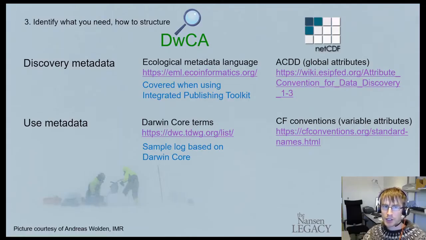And there's the ecological metadata language for discovery metadata. I'd actually recommend that you don't really worry about this, because when you create a Darwin Core Archive, you'll most probably use a tool called the Integrated Publishing Toolkit. And then you just need to fill in a form, and that will tell you which metadata you need to add. And I'll cover this Integrated Publishing Toolkit towards the end of this talk.